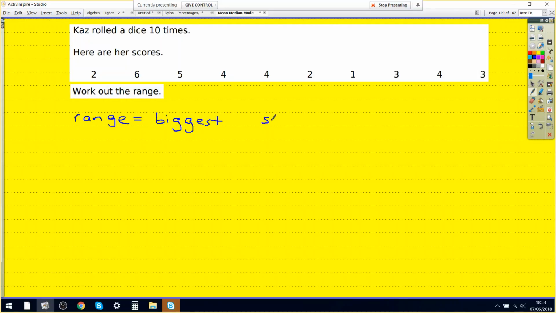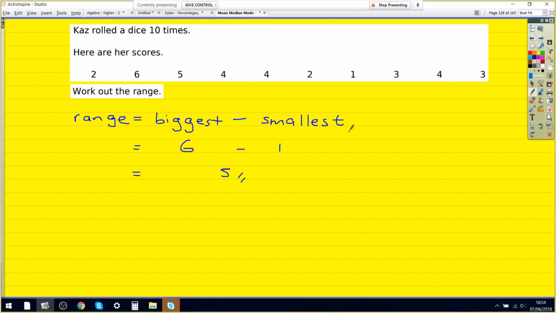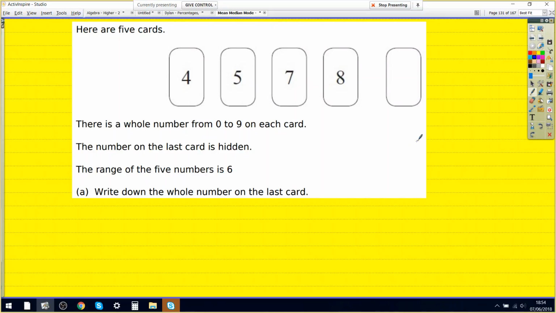And so, any idea how you use those to get the range? 1 take away 6. Or no, 6 take away 1. So that would be 5. Well done. Yeah, and the range is the biggest take away the smallest. And basically, see, I put the wrong answers on. Biggest take away smallest. Yeah. So from 1 to 6, they range by 5, and so range is 5.